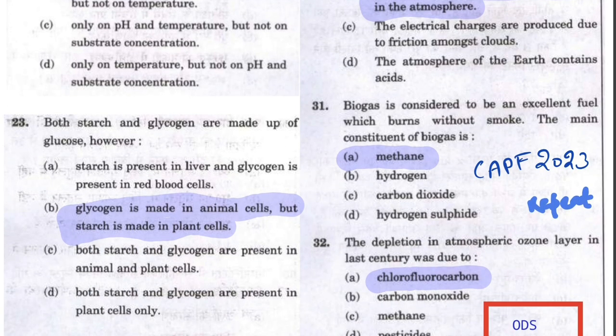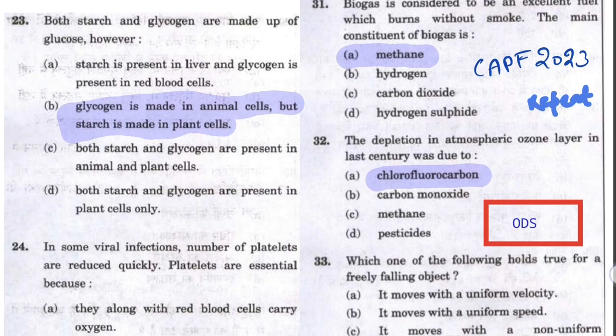This next question: biogas is considered to be an excellent fuel which burns without smoke. The main constituent of the biogas is methane. And this question was repeated in 2024 also, and like UPSC took one notch ahead and they asked about the main components of biogas and arranging them in increasing or decreasing order. So just go through that question also.